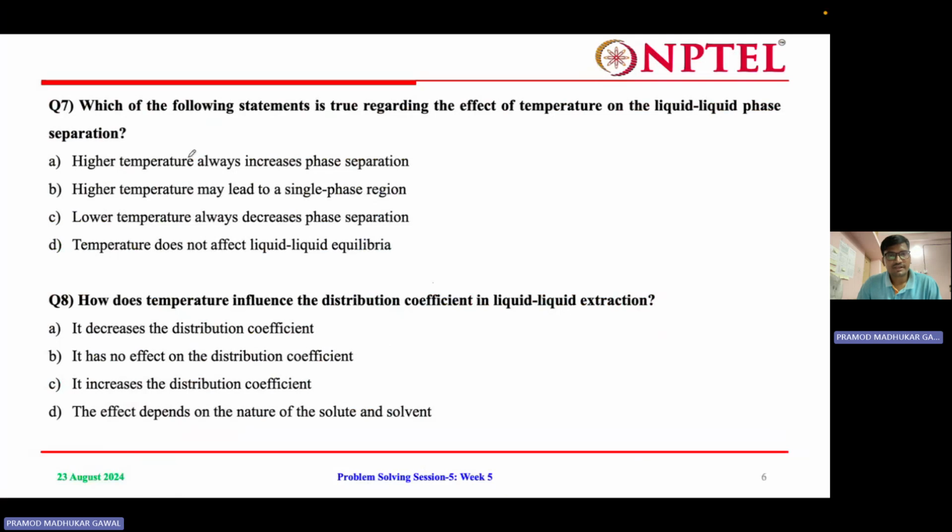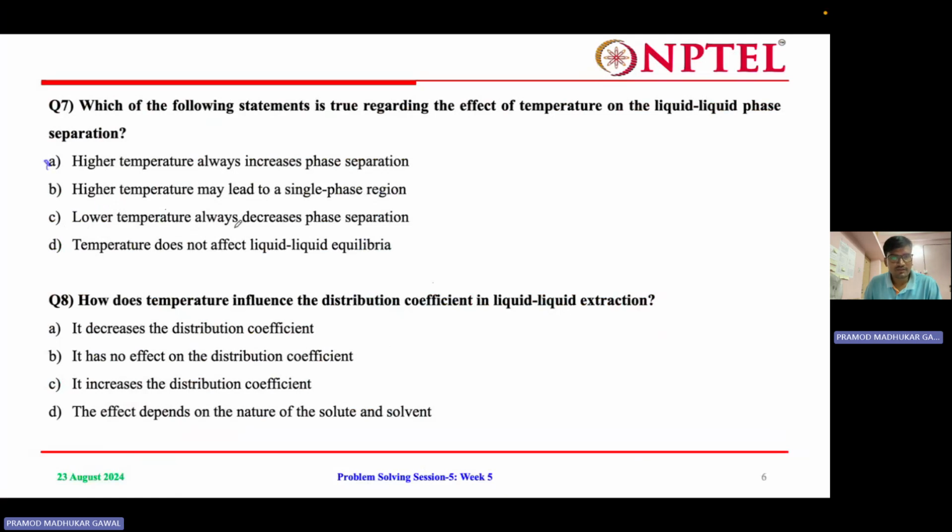Now, question 7: which of the following statements is true regarding the effect of temperature on liquid phase separation? Here the options given: higher the temperature always increases the phase separation, right? No, because this is not possible for all systems. Higher temperature may lead to the single phase region, so it is possible.